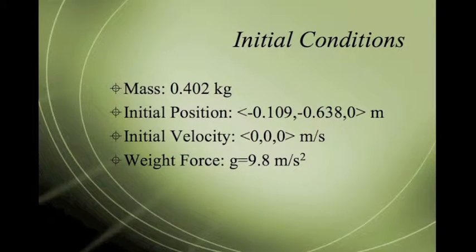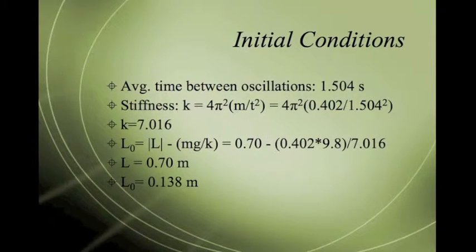For my initial conditions, the mass was given to me. The initial position I extracted from my Tracker data, and the initial velocity is 0, and the gravitational acceleration is 9.8 meters per second squared. I calculated the average time between oscillations to equal 1.504 seconds, which equals the period of oscillation.